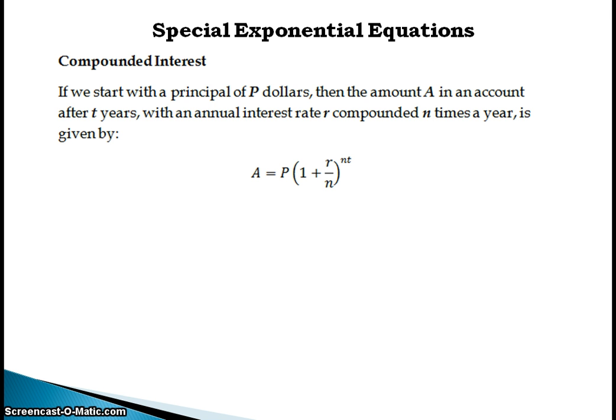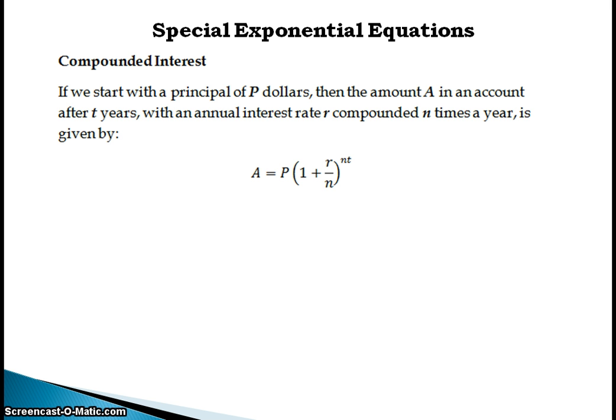Now, in this lesson, we're going to look at some special exponential equations. The first is compounded interest. Now, exactly what do we mean by that? We mean we're going to start with some amount of money, P dollars. And A is the amount in the account after so much time has passed, or so many years. R is the interest rate that your money is going to be compounded by, and N is the number of times a year that this compounding happens.